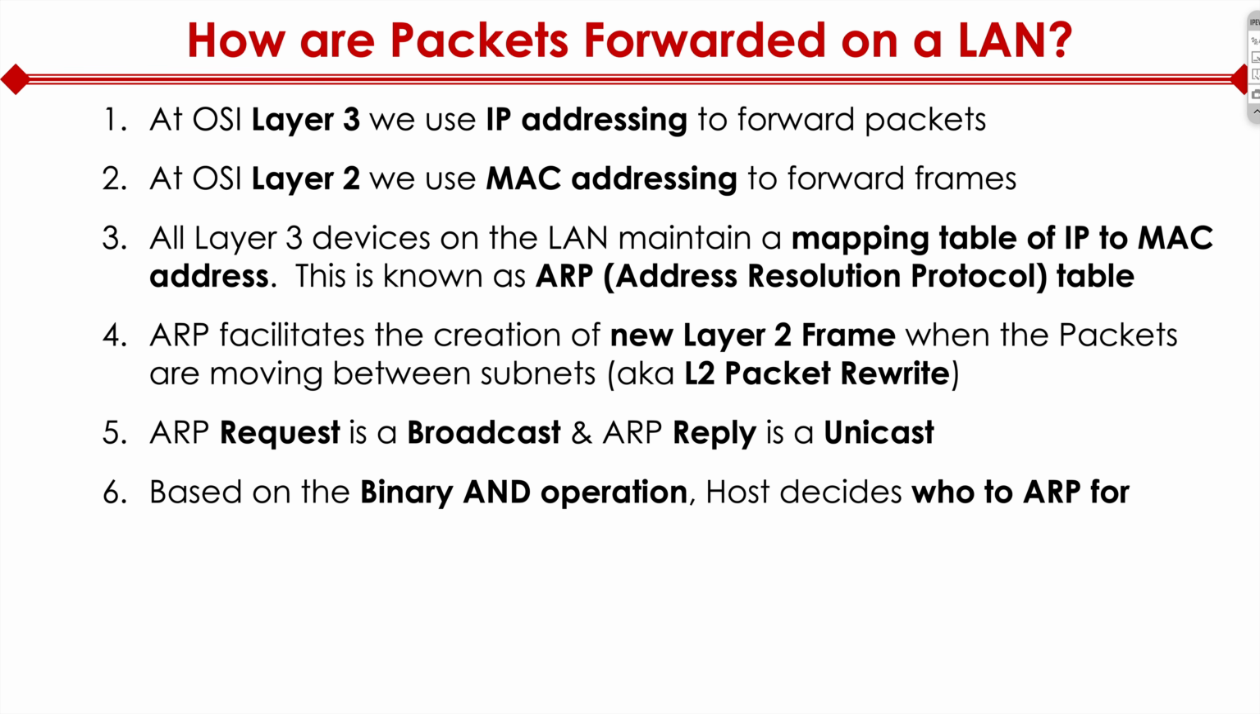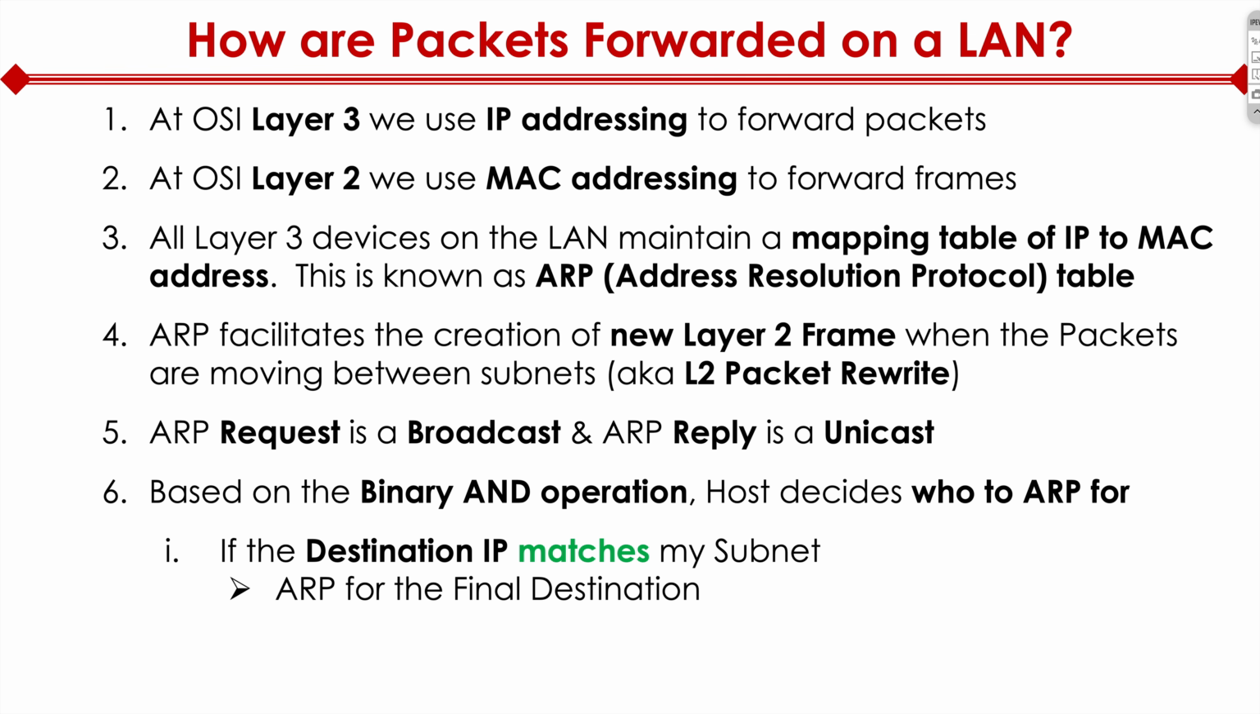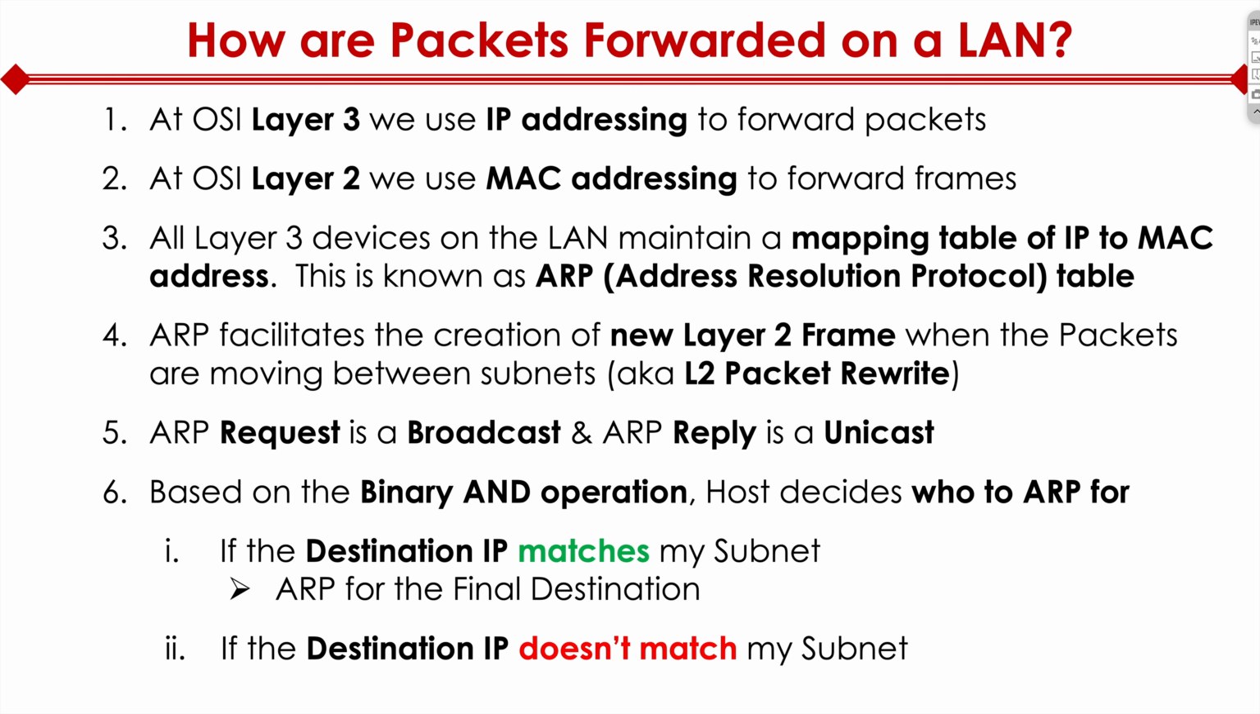And we just talked about the binary AND operation, right? The whole idea of running the binary AND operation by the layer 3 devices in our network is to determine who to ARP for, because ultimately we need to decide, are we ARPing for another device on our local subnet? And how's that determined? Well, if the destination IP matches my subnet when I run the AND operation, then that means the final destination is local to me. So I'm going to ARP for my final destination locally.